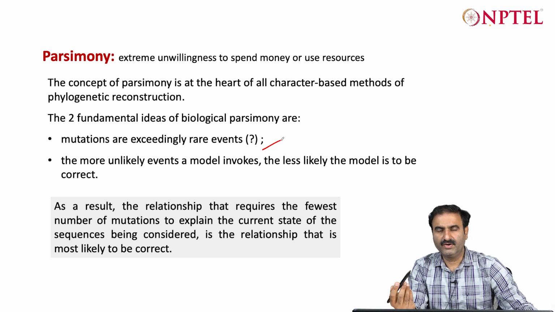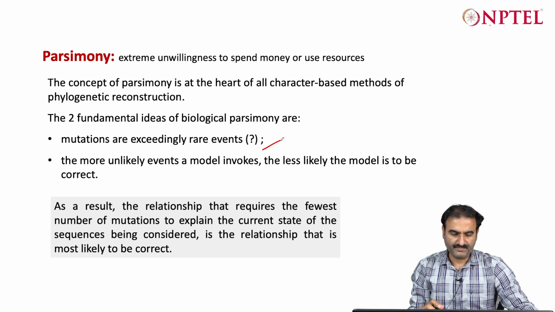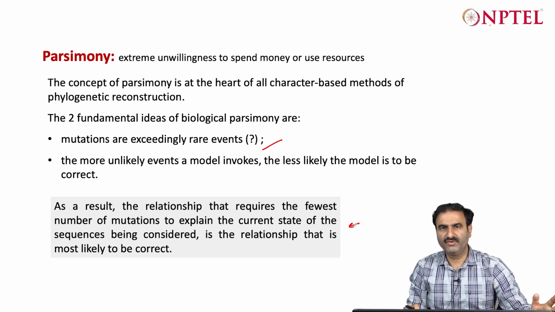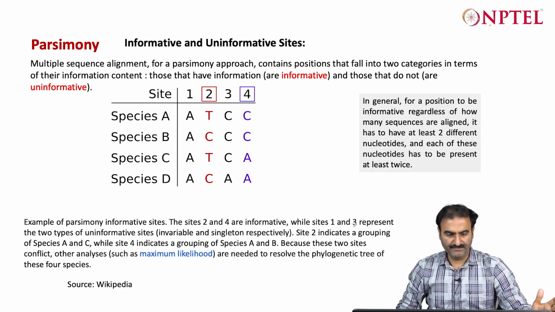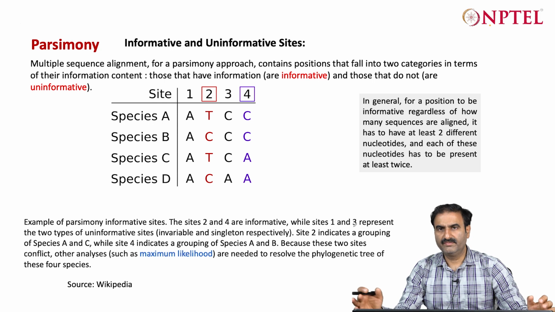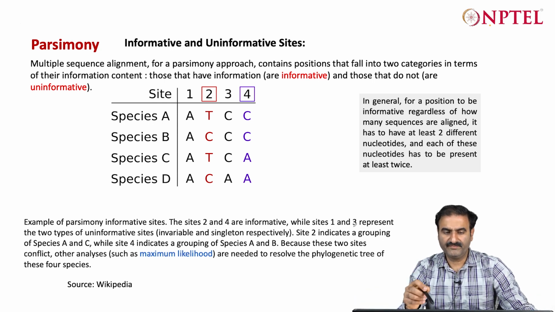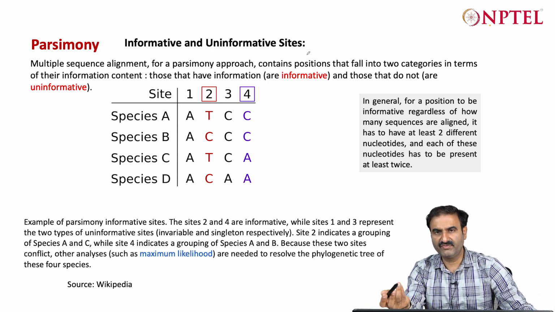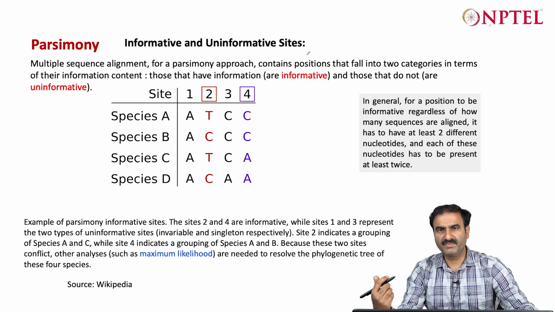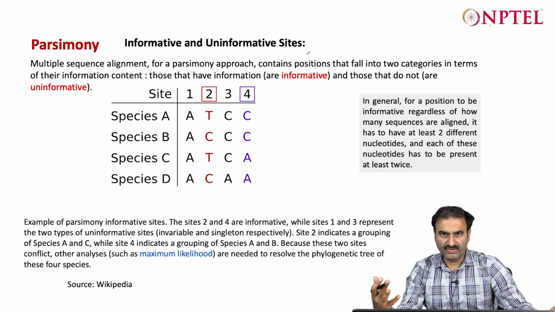So only those which are relevant or informative will be considered. This is why it takes only a few characters that are more important. You can see here the informative and uninformative sites. For a site to be informative, the logic is that among the 4 nucleotides, at least 2 should be present, and at least 2 times.